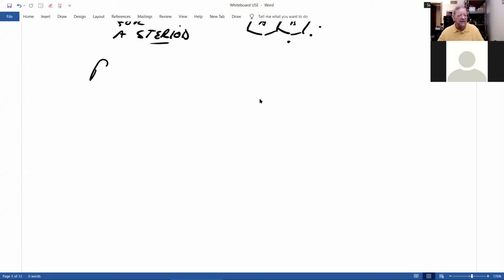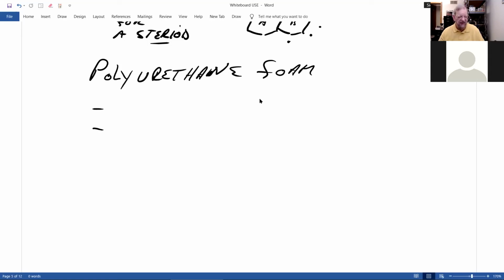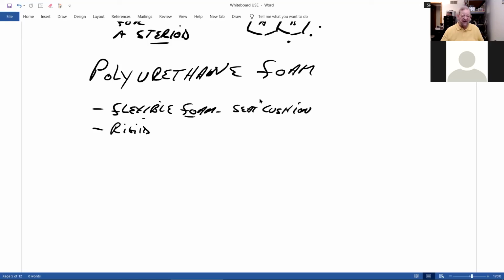When you make a polyurethane foam, first of all, there are two main uses. Flexible foam is for your seat cushions and pillows. Next time you get into a car or sit on a couch, the foam is flexible urethane foam. Then there's a rigid foam. If you remember the thing I showed you yesterday, that cup that was floating in the air, that's a rigid urethane foam. And that's mainly used for insulation.